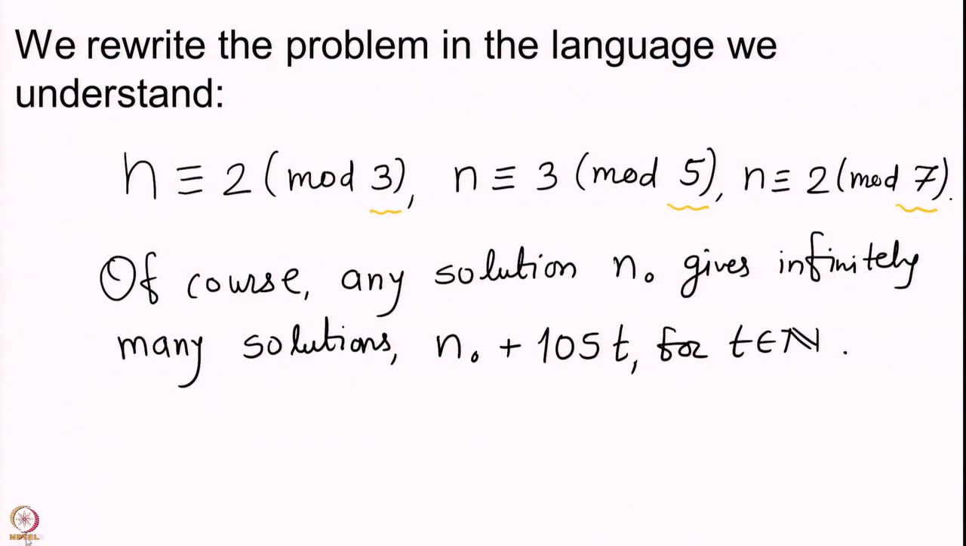Now, we want to solve this. Solving such a problem actually requires a method, but in some very special cases one may still be able to solve this problem in the following way. Here we observe that there is the same congruence modulo 3 and modulo 7. So, n is 2 mod 3 and n is 2 mod 7. What does it give us?